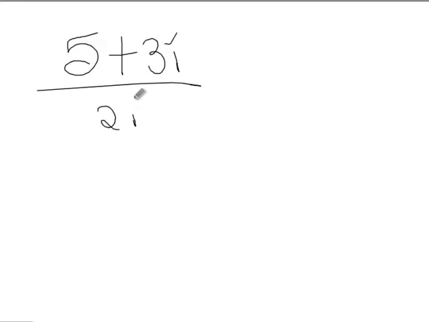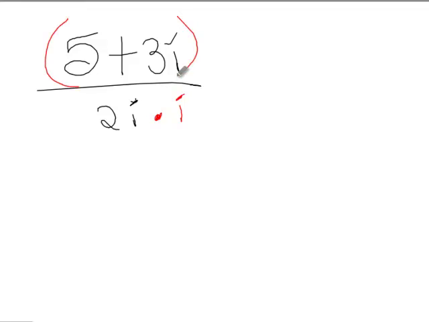So for instance, we might just have 5 plus 3i over 2i. Notice this does not have a binomial in the bottom, so we're not going to have to use the conjugates. However, you cannot leave the i in the denominator. So what we're going to do is try and make that i disappear. And the way we're going to do that is turn it into an i squared, which we can do by multiplying both the top and the bottom by i.